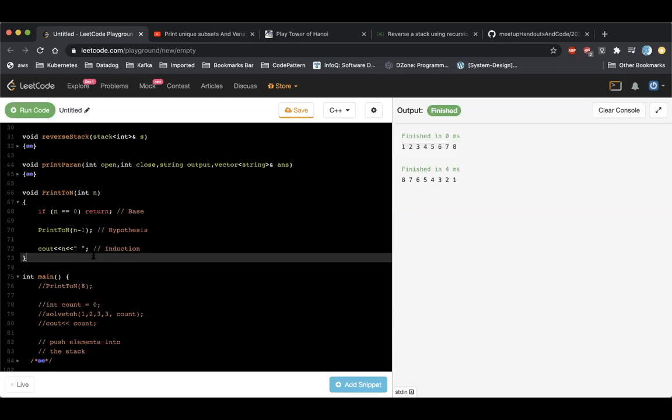And induction is, now you have gone from n to n minus 1. You were asked to solve the problem for n, but you said for n minus 1 I have a solution, and what to do with n? Here you are asked to print the numbers, so you just print it, and that does the trick.